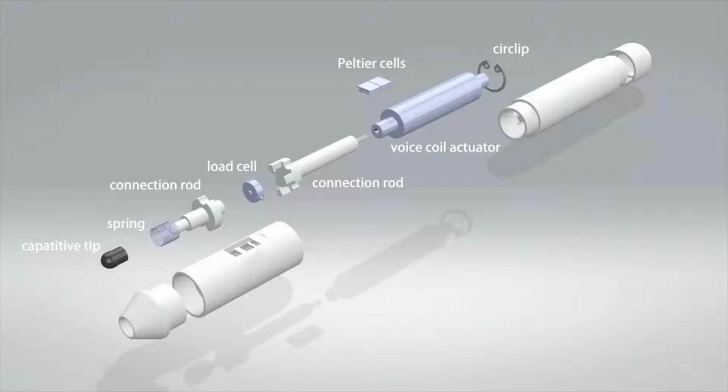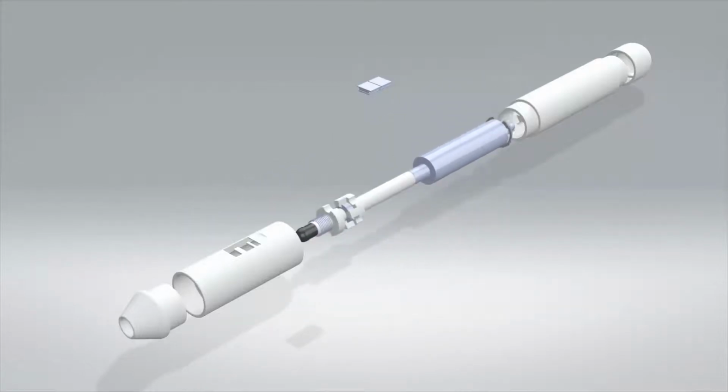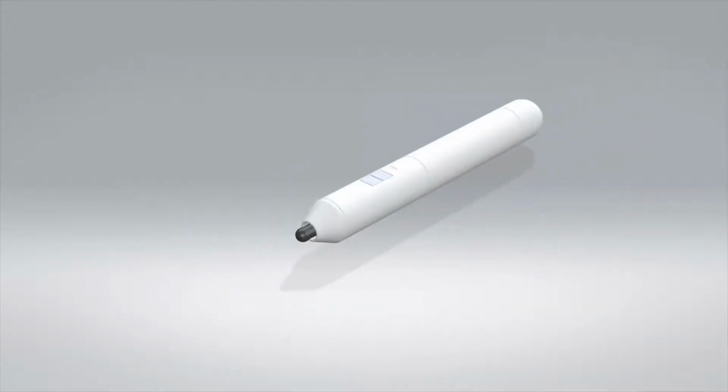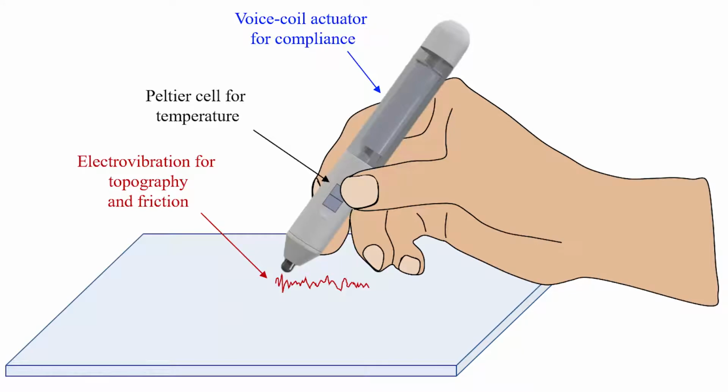the threaded shank. The entire mechanism moves together inside the pen, where the base of this movement is the outer part of the VCA, placed stably inside the housing. Temperature feedback on the gripping fingertips is provided by two Peltier cells.